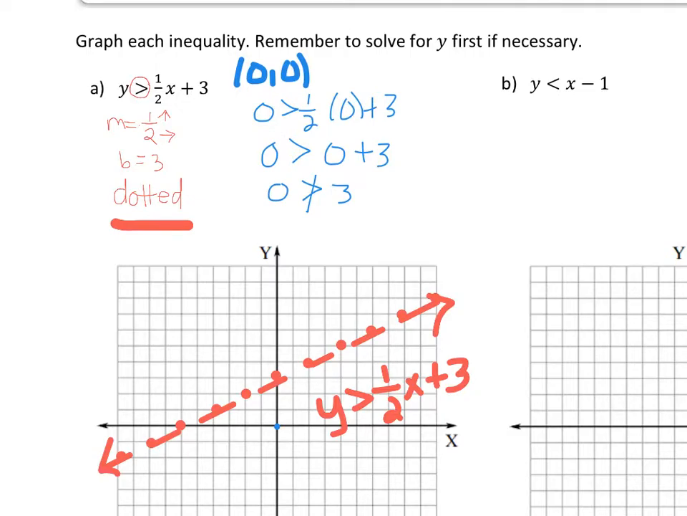That tells me that this side, because that's where 0, 0 is, does not get shaded. So the other side will get shaded, and we can show shaded by just drawing lines like that. You could shade in the entire thing. It would just take much more time. But that's how you graph an inequality.